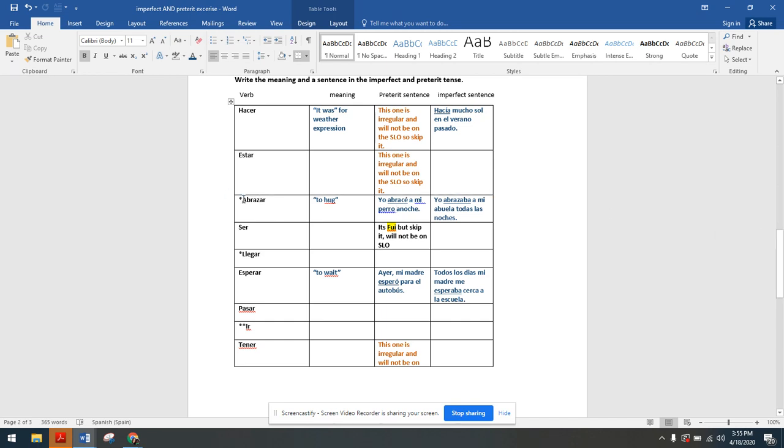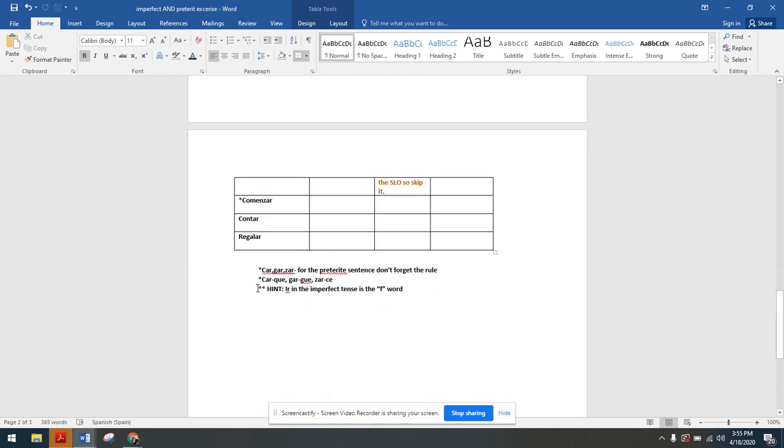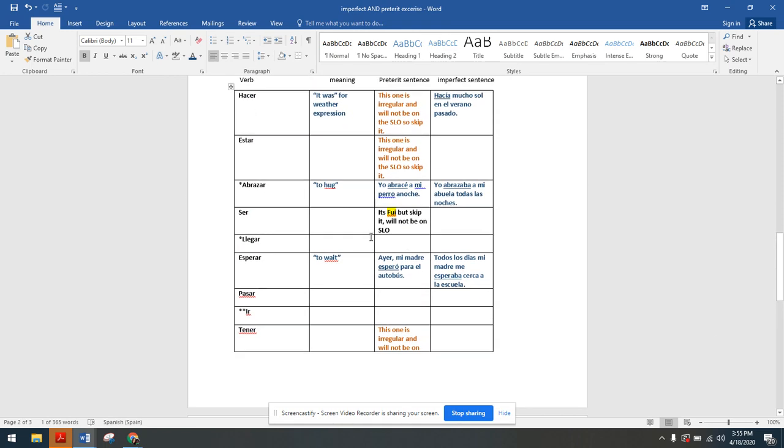Done. Okay, but see how abracé has a C there, even though there's a Z there, if you're wondering, that's why I put a little star so you don't have to figure out who it is. Now you know llegar gets something, and if you're like, well, what does llegar get? I forget. I wrote it down, so relax, and it's right there. Gar becomes ge only for the preterite, so that means only in this one does it get the ge.